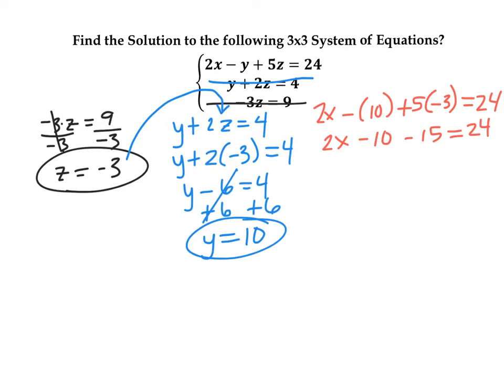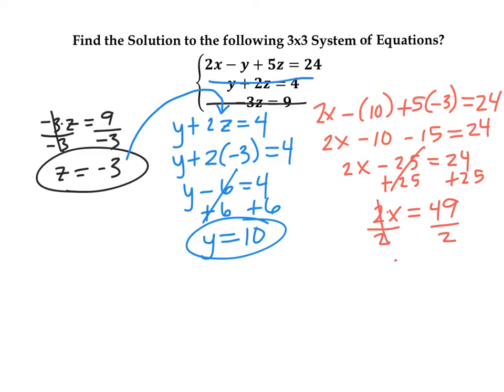So I have 2x minus 25 equals 24. When I solve for x, I'm going to move the 25 over, so I'm going to add 25 to both sides. And I have 2x equals 49. Now lastly, I have 2 times x, so to leave x by itself, I'm going to divide both sides by 2. And I have x equals 49 divided by 2, or 24.5.